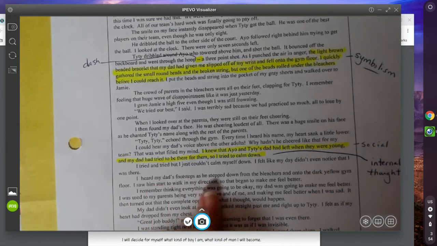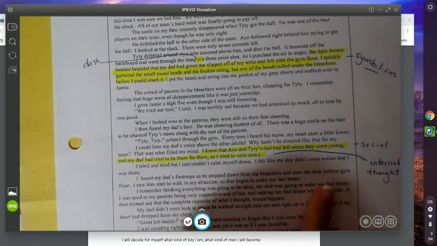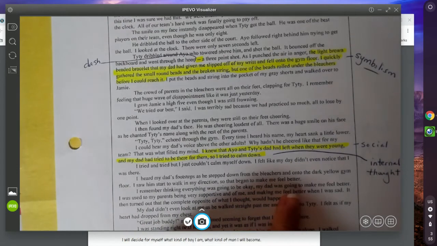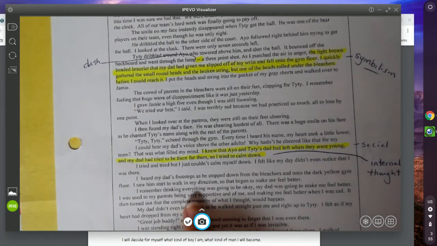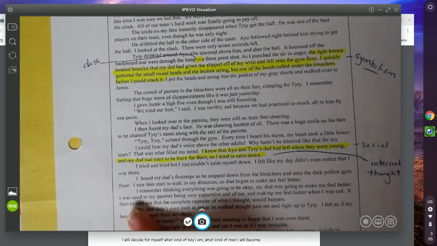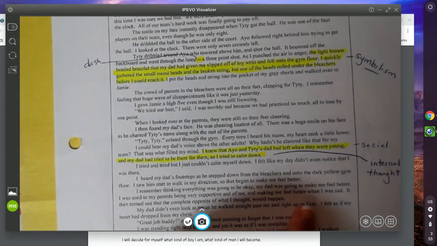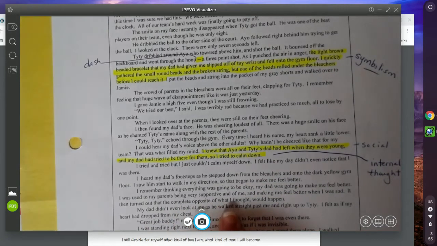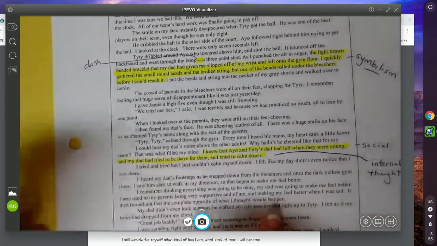I heard my dad's footsteps as he stepped down from the bleachers and onto the dark yellow gym floor. I saw him start to walk in my direction, so that began to make me feel better. I remember thinking everything was going to be okay. My dad was going to make me feel better. I was used to my parents being very supportive of me and making me feel better when I was sad. It then turned out to be the complete opposite of what I thought would happen.